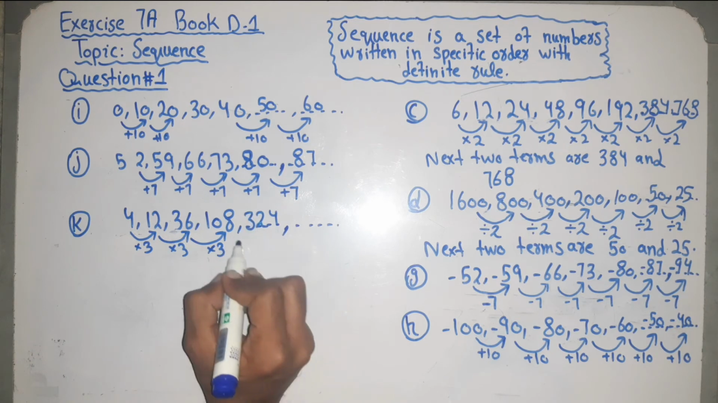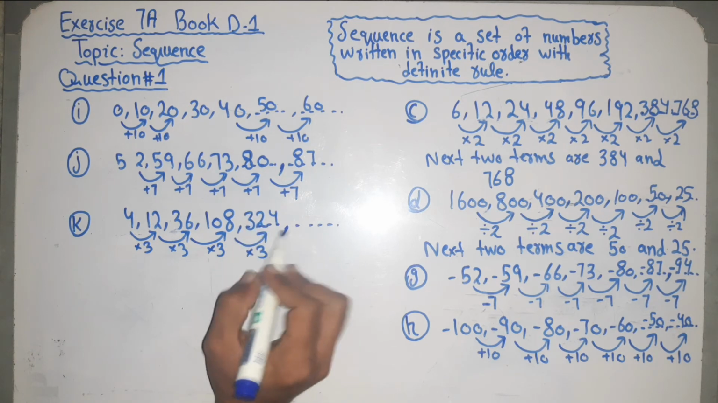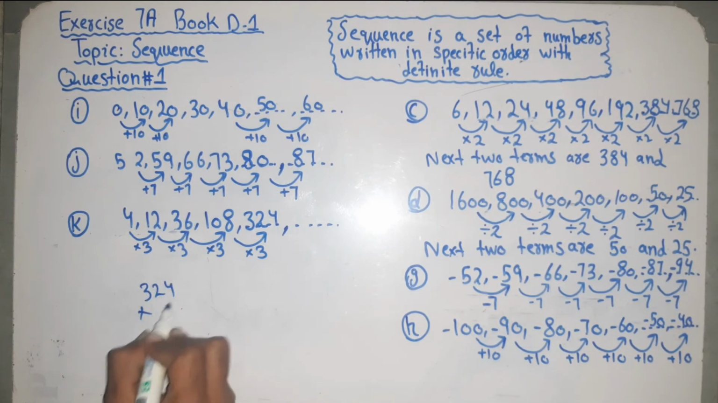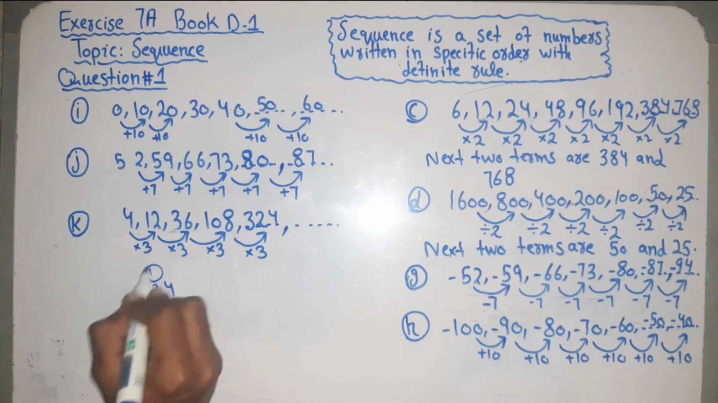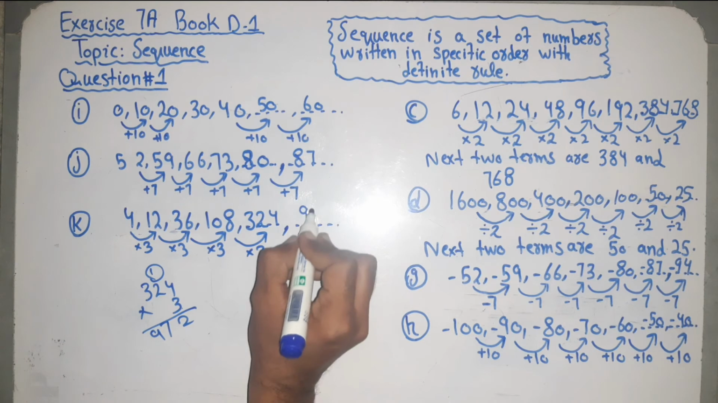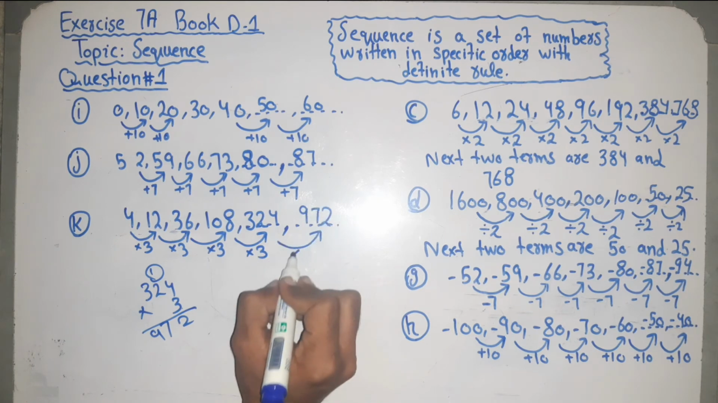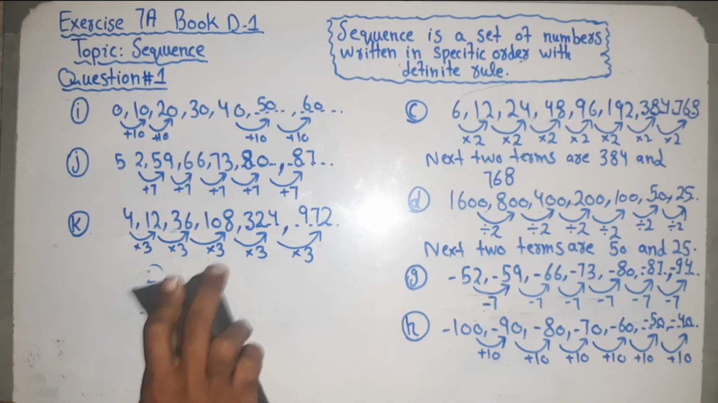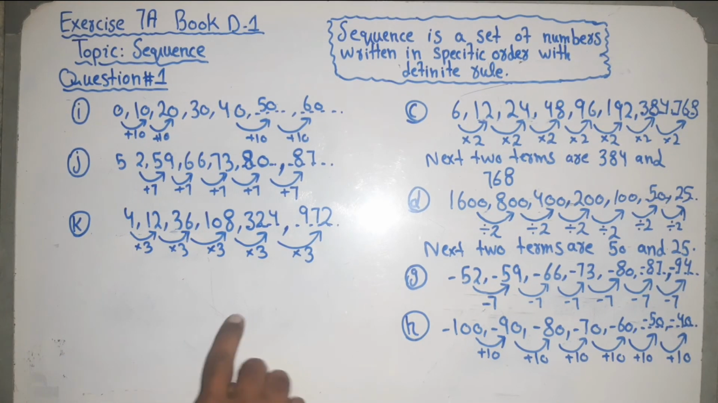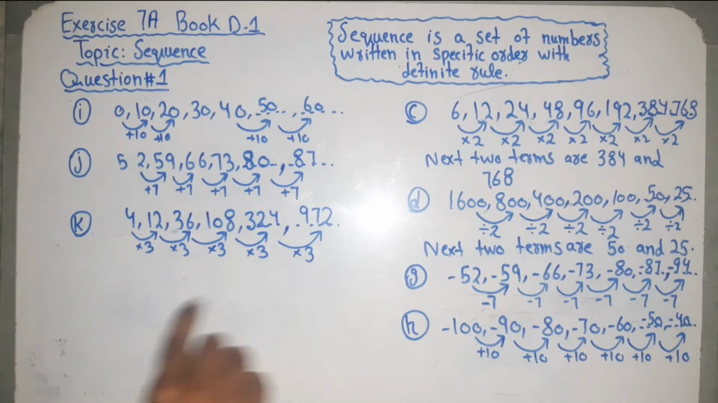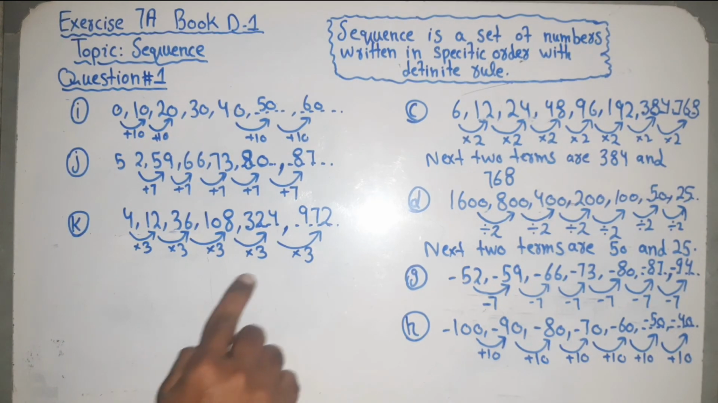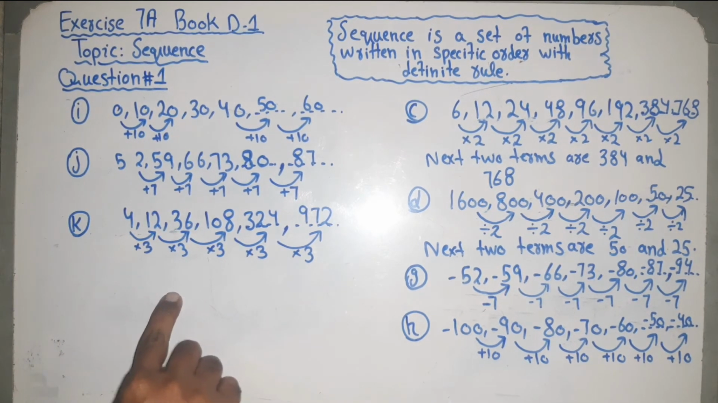And 3 1s are 3. So similarly we have to multiply 324 by 3. You can multiply by this method. 324 multiplied by 3. So 4 3s are 12, 1 carry, 3 2s are 6 and 7, and this will be 972. Next two terms are 324 and 972, and the rule for this sequence is we have to multiply the previous term by 3 to get the next term.